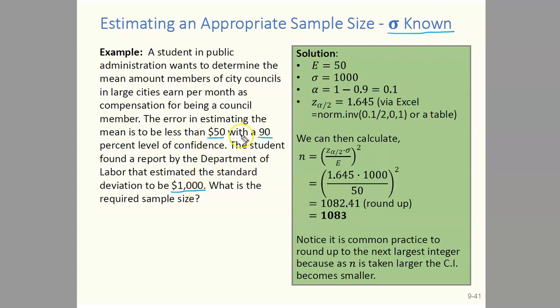Now in this case, our error E is going to be the $50. So that's our error E right here.